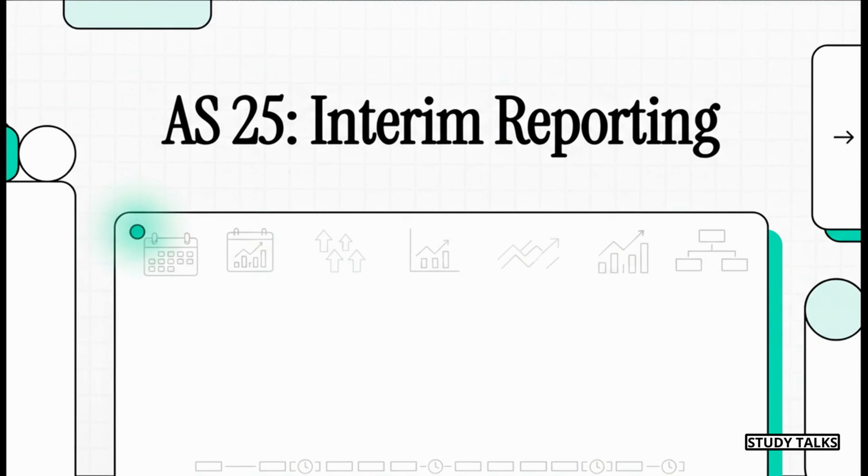All right, everyone, let's dive into a standard that can feel like a minefield in exams, but trust me, it's also a gold mine for easy marks if you know the rules. We're talking about AS25 Interim Financial Reporting. Let's get right to it.